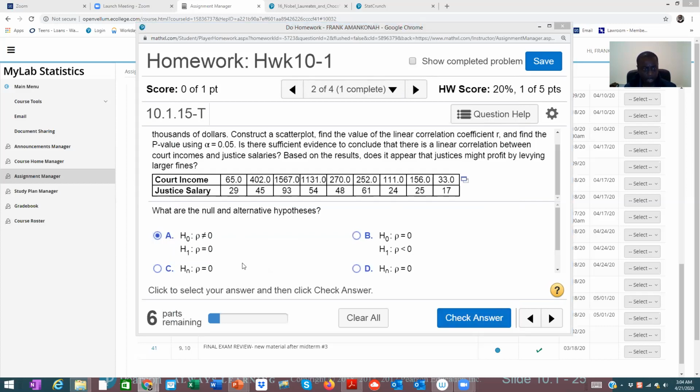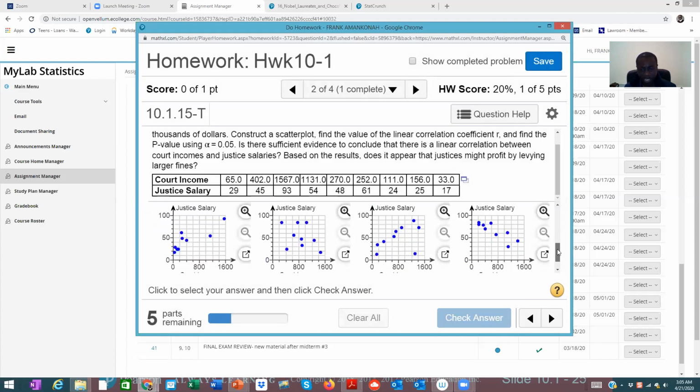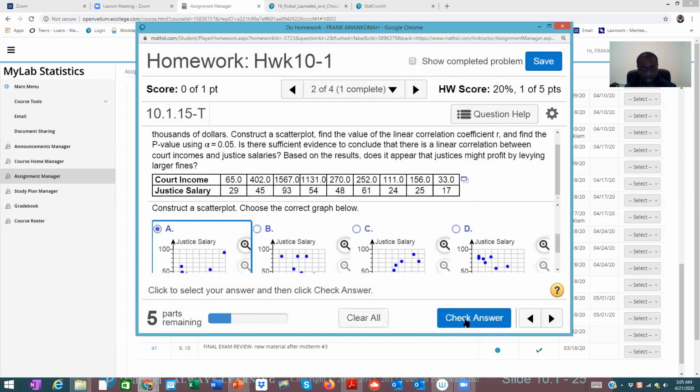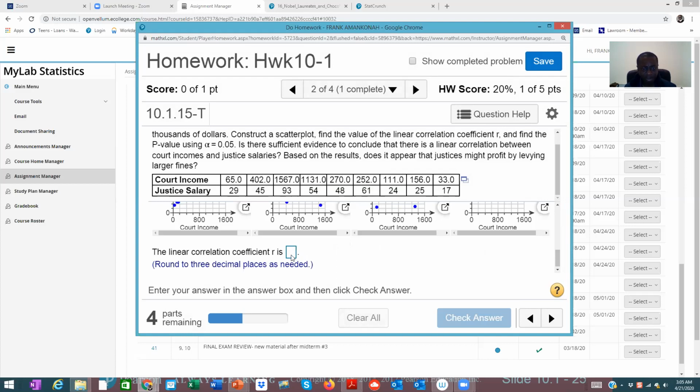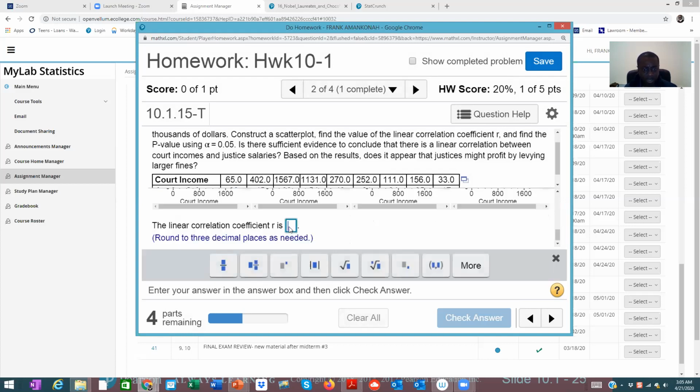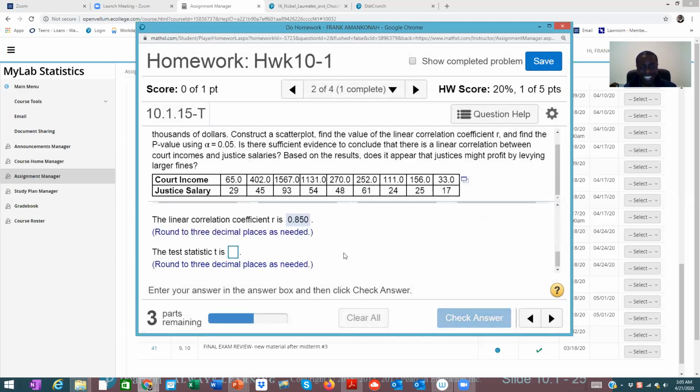Okay, so our null hypothesis is that it is equal to 0. The alternative is that it is not, so that's C. And then our scatter plot, as we did, looks like A. A is the better option. That's the one. And then what is our R? To 3 decimal places, we said it was 0.850.